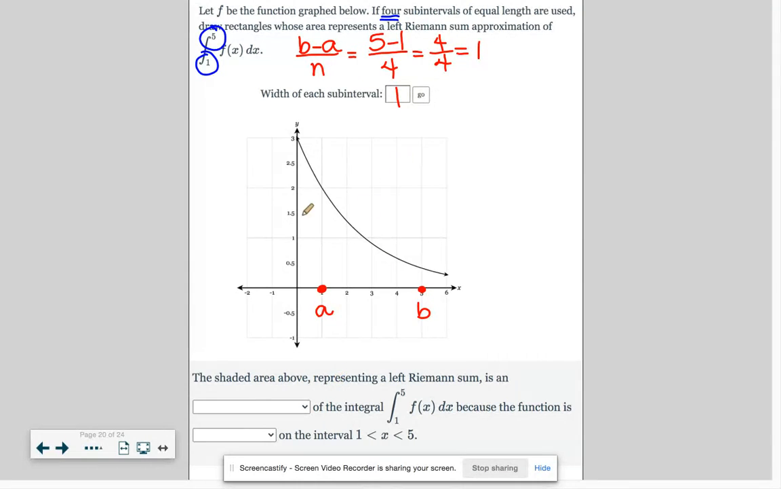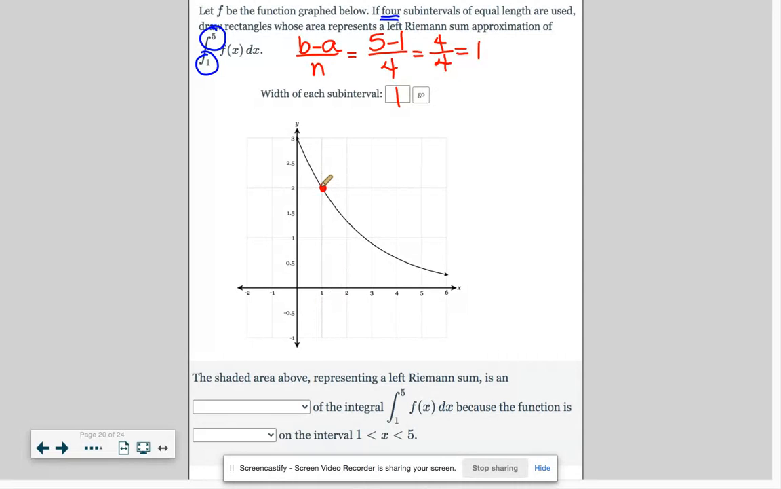Okay? Now, when you do this in Delta Math, when you type in this number, you're going to hit go, and it's going to draw you rectangles. Okay, so here's the next thing. You're going to have this already drawn for you, but I'm going to draw them to show you how you would do it on your own. Left Riemann sum approximation. So that means I'm going to draw rectangles, and the left corner of the rectangle is going to be on the curve.